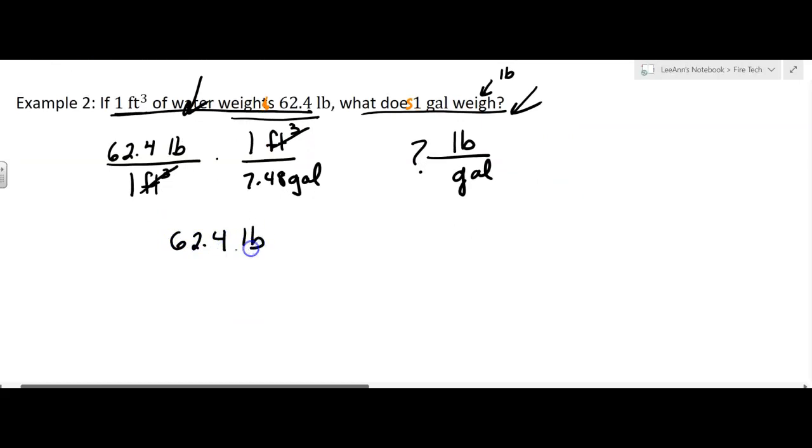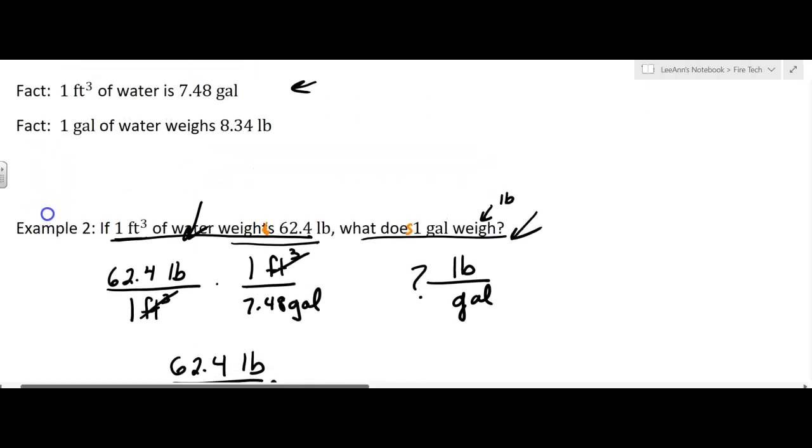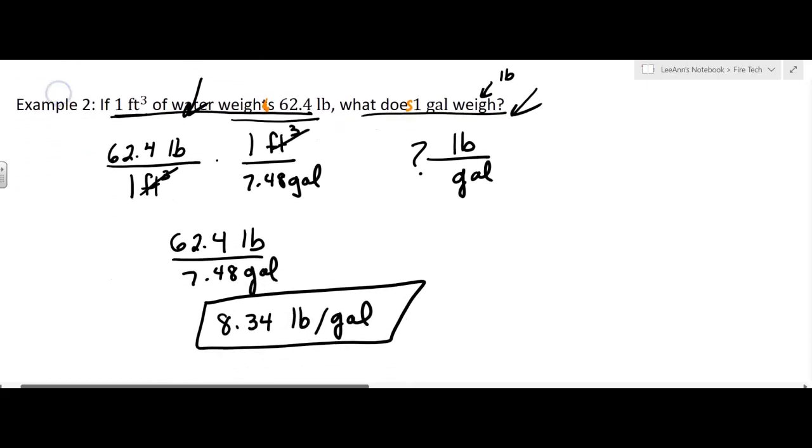62.4 pounds divided by 7.48 gallons. And then I work out that with a calculator and I get 8.34 pounds per gallon, and that's for water. Okay, but I think they told us that, right? That was the other fact. 1 gallon of water weighs 8.34 pounds. Yeah, so we're just showing you where that comes from.